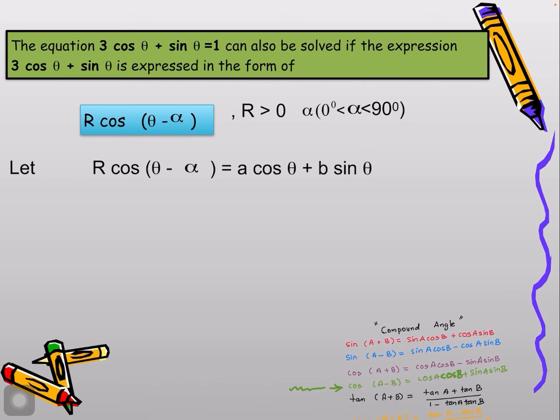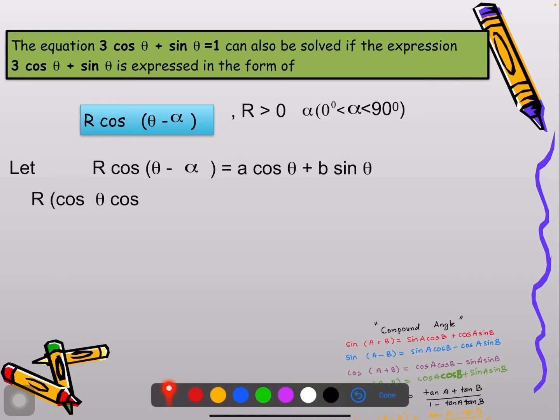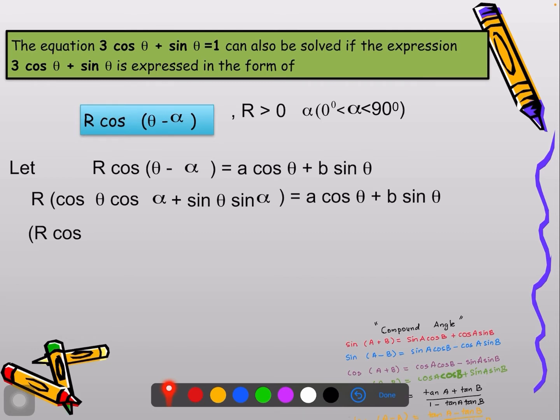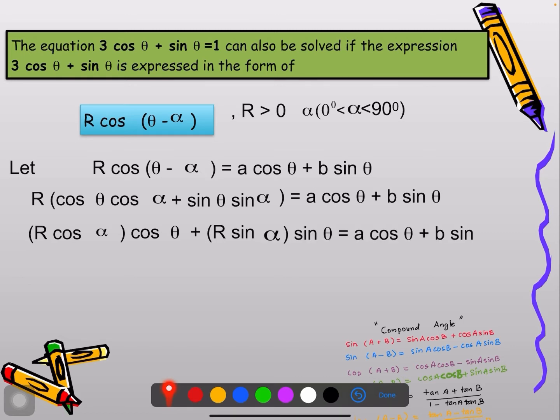For r cos(theta minus alpha), we use the compound angle formula cos(A minus B) equals cos A cos B plus sin A sin B. So we have r cos theta cos alpha plus r sin theta sin alpha equals a cos theta plus b sin theta. Now we split the r: r cos alpha times cos theta, plus r sin alpha times sin theta, equals a cos theta plus b sin theta.